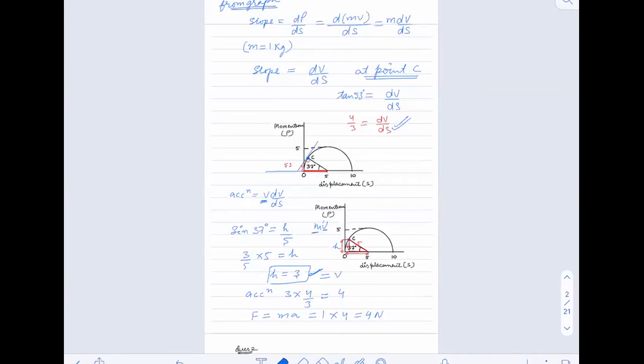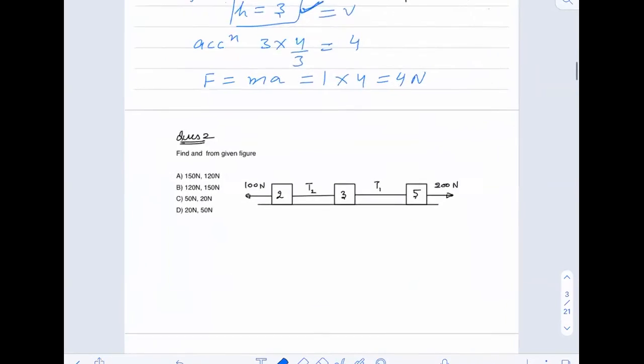Okay. So I'm moving on. If you want to copy it, or you can take the screenshot, whatever you want. I'm going to give you this second numerical. Now this is the second numerical you have.